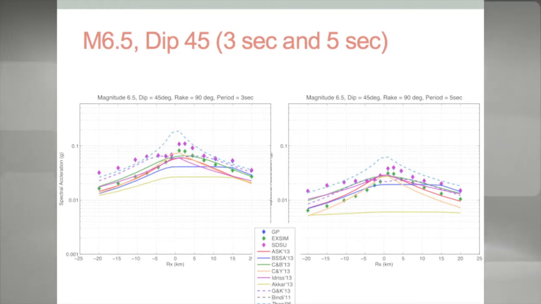Magnitude 6.5 with a dip of 45 degrees, and this is where I was telling you that CAR 13 is looking pretty strange in some of these longer periods with the higher magnitudes. So again, everybody's following along fairly well with XM before it comes up. We're missing the top, so they're coming back down.